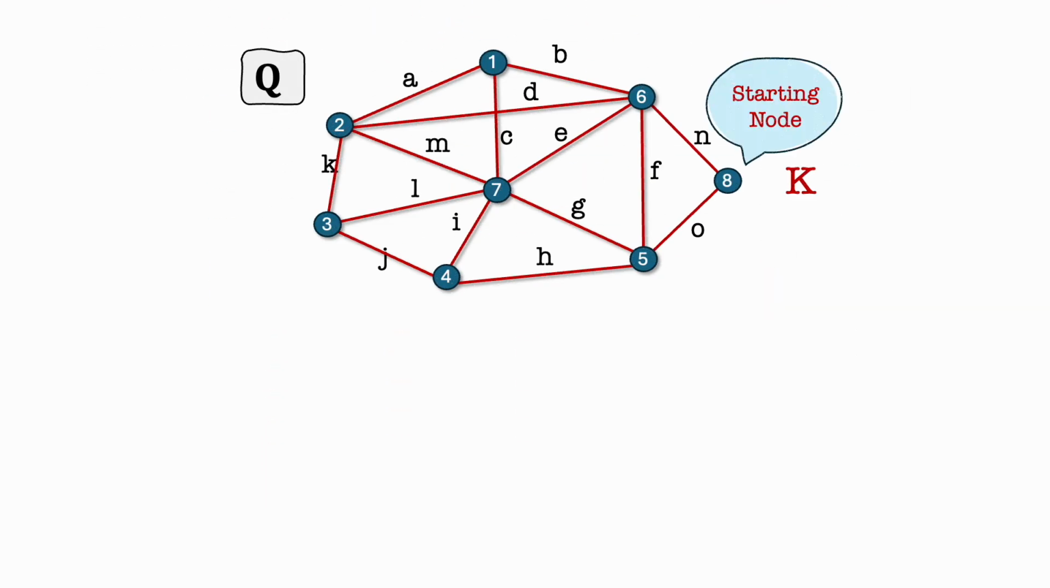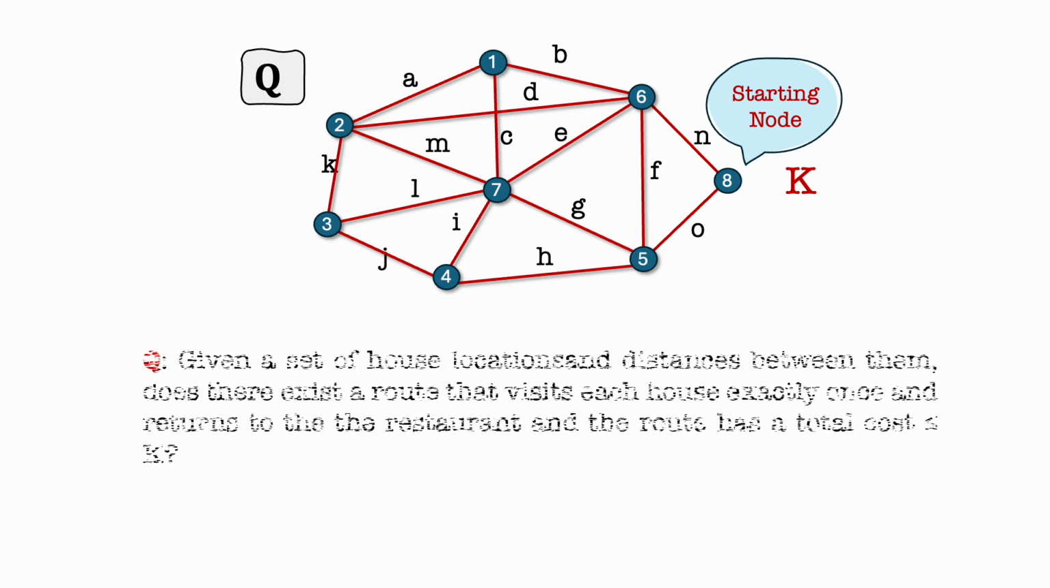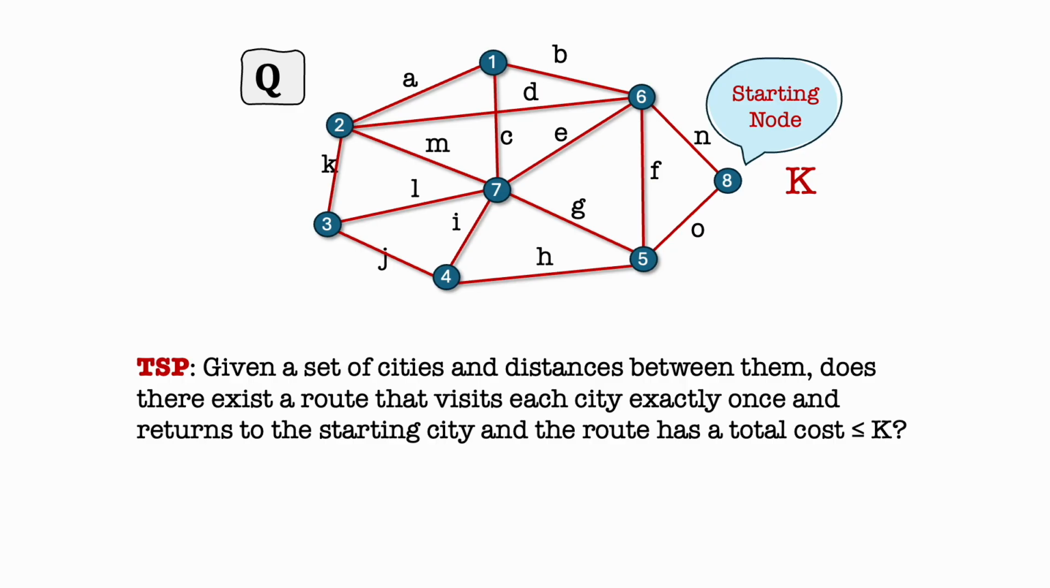Let's walk through our decision problem Q again. It states, given a set of house locations and distances between them, does there exist a route that visits each house exactly once, returns to the restaurant, and has a total cost less than or equal to k? Here, the restaurant is both the starting and ending node. Now, compare this to the decision version of the traveling salesman problem, which says, given a set of cities and distances between them, does there exist a route that visits each city exactly once, returns to the starting city, and has a cost less than or equal to k? So, what's the difference? In our problem, the starting node, that is the restaurant, is fixed, while in TSP, the starting city is not fixed.